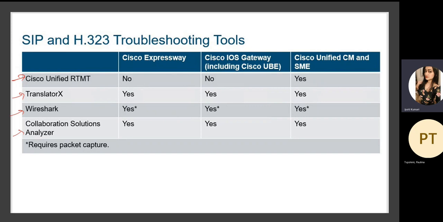Cisco Expressway, Cisco IOS Gateway, and Cisco Unified CM and SME support different types of troubleshooting tools. RTMT is supported by CUCM and SME only. Translator X is supported by Expressway, IOS gateways, and CUCM. Wireshark is supported by all. Collaboration Solution Analyzer is supported by all, and these are for packet capture, as we know Wireshark does. All right.